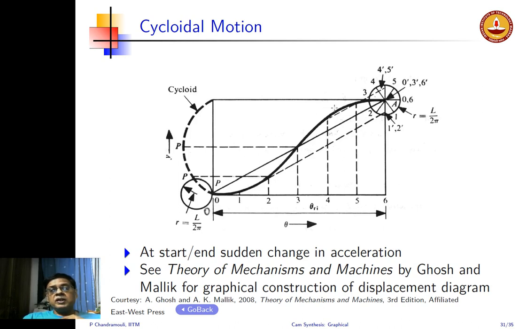This particular curve, sorry, it says sudden at the start and end, that is a cut and paste issue. I will correct this. In fact, the cycloidal motion does not have this issue. There is no sudden change in acceleration at the beginning or at the end. Of course, the second part is okay. The theory of mechanisms book describes the graphical construction of the displacement diagram. So please go through that.